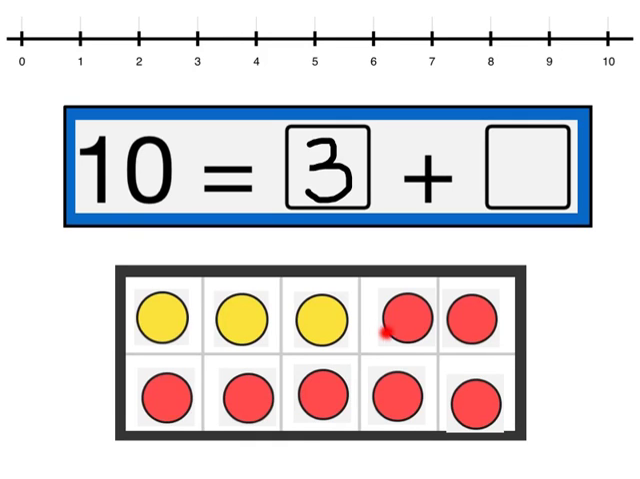I'm done. Now I just need to figure out how many are here and here, and that will represent my second group. So let's count that. I see 1, 2, 3, 4, 5, 6, 7. So my second group, my second addend, my second partner is 7. So this equation says 10 equals a group of 3 plus a group of 7. And that's exactly what I have shown here.